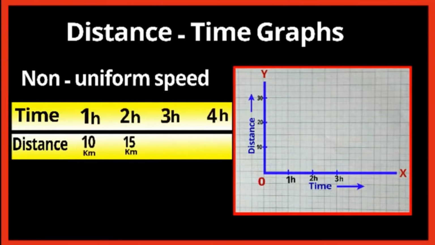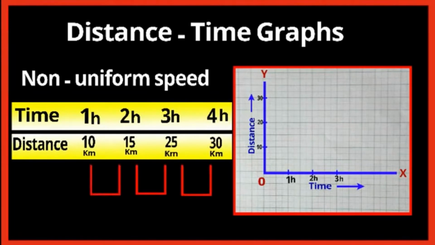Suppose time is 1 hour, 2 hours, 3 hours and 4 hours that we have taken and the distance covered is 10, then 15 and then 25 and 30. So you can see the distance covered is not equal for every 1 hour. The difference in distance is unequal. It is 5 kilometers, 10 kilometers and 5 kilometers. So this is the difference in the distance covered. So it is not equal. Time interval is same, 1 hour, but the distance covered is not same.